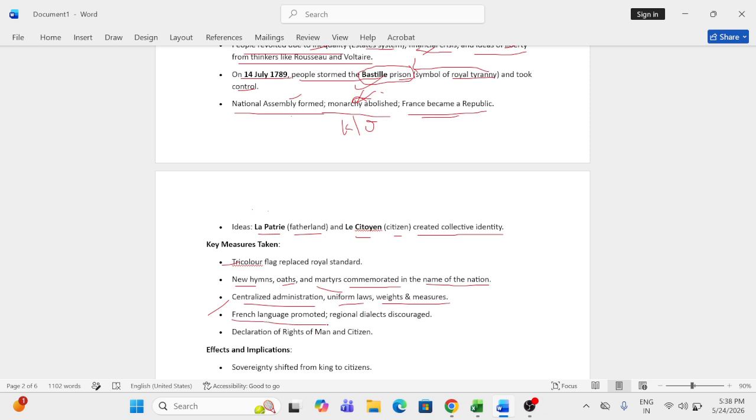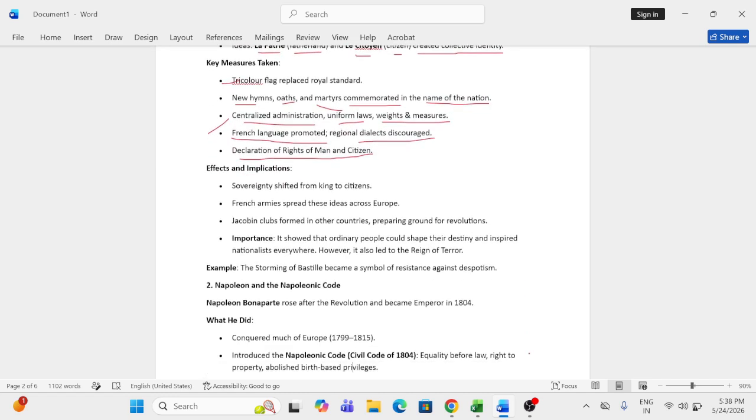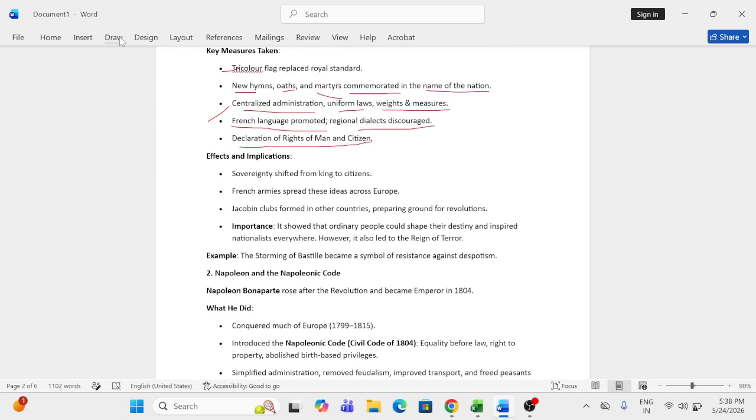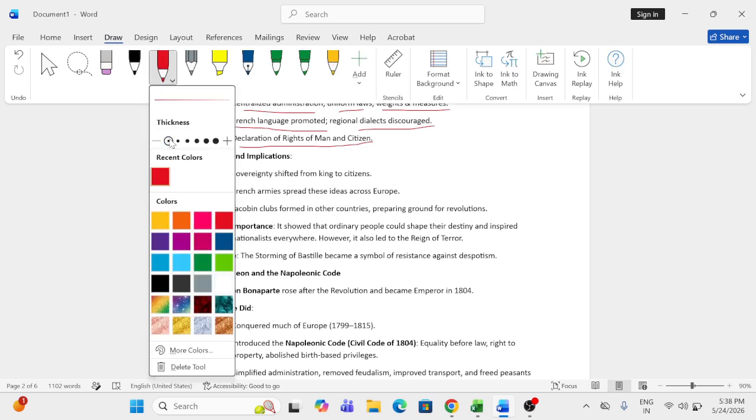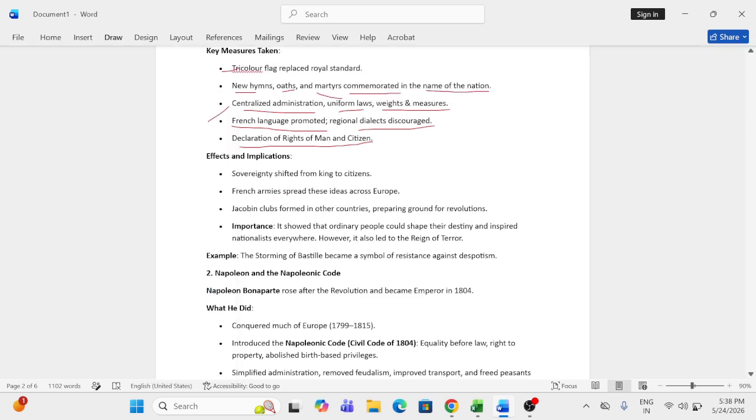French language promoted, regional dialects discouraged, declaration of rights of man and citizen. These were the key measures that were taken when the revolution happened in France and monarchy was abolished. And I hope this thing is clear. Next, it's time for us to move on to another one, and that is effects and implications.